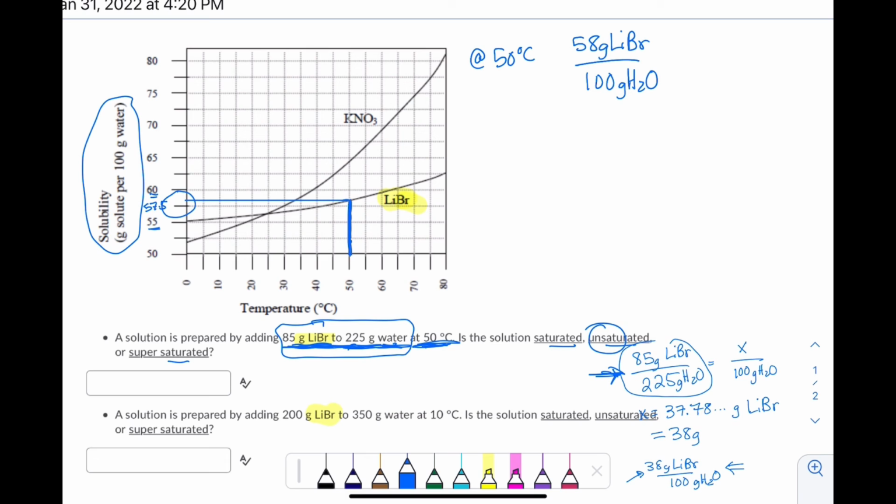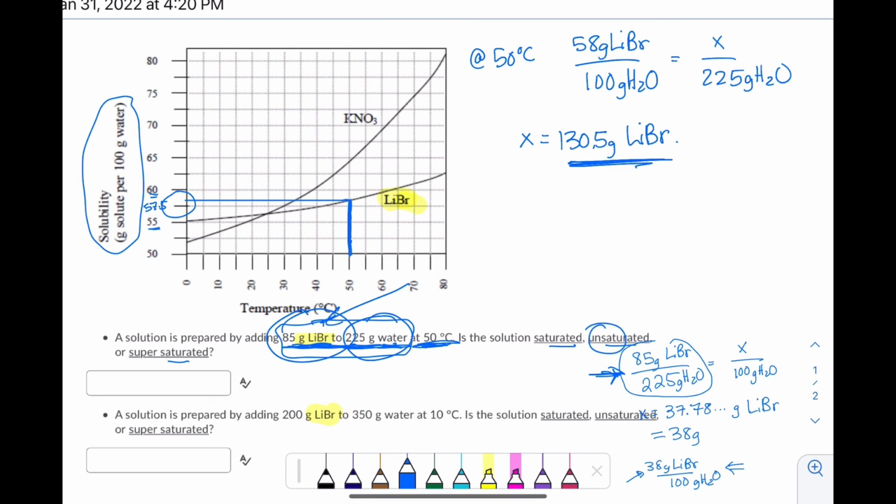So what does that correlate to in terms of 225 grams of water, which is the amount of water we have? So I'm just setting up the ratio backwards, if you will. I'm coming at it from the other direction. I'm solving for x. Again, you should be plugging in as we go along with me to make sure I don't make a mistake. 225 equals, and that gives me 130.5 grams of LiBr. So what this tells me is in order to saturate 225 grams of water, I would need to add 130.5 grams of LiBr. I'm only trying to add 85. I'm not adding enough to saturate it. I come to exactly the same conclusion. That is an unsaturated solution.